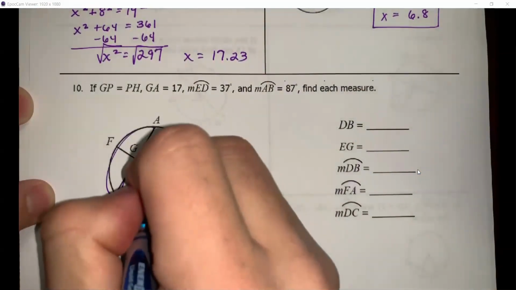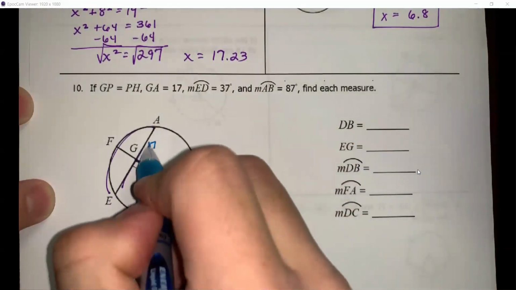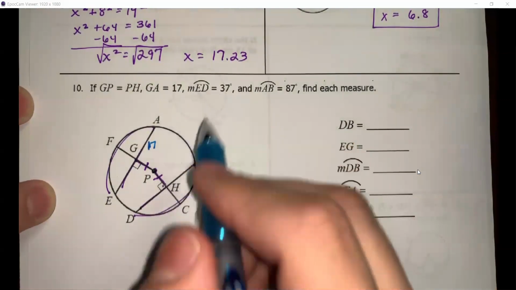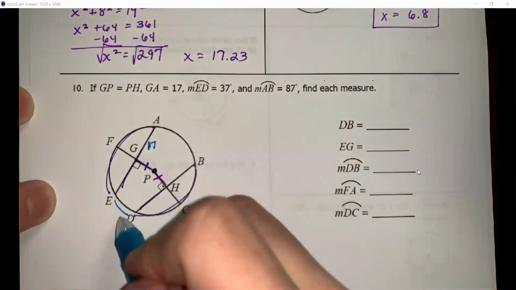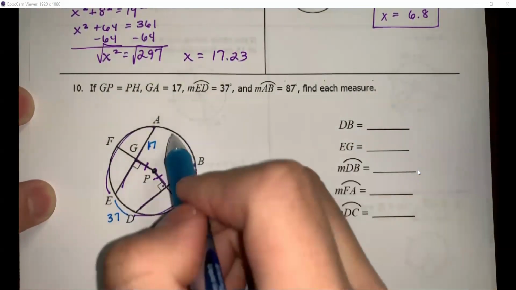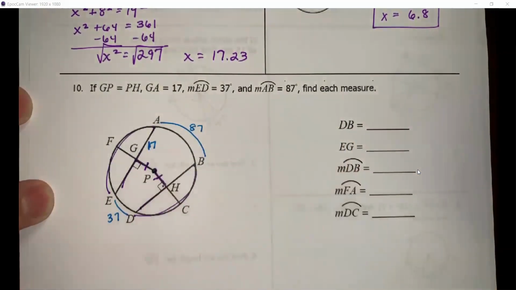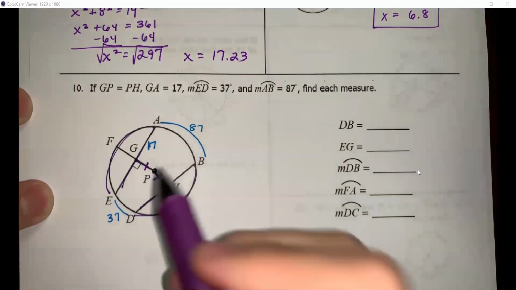They say that GA, this right here, is 17. The arc ED, so this little arc right here, is 37. They also tell you that AB is 87. And then they want you to find the measure of each of these things. So, all right, there's a lot we can work with here.